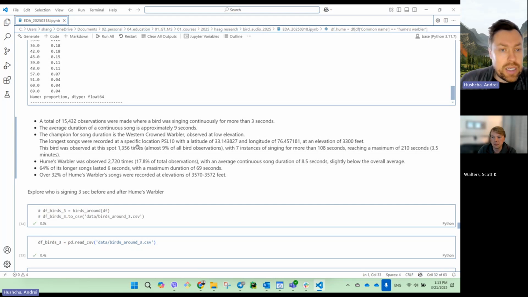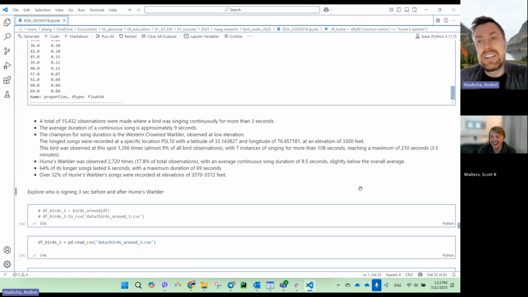Actually, it was quite an interesting fact that Western Crowned Warbler was the champion. Specifically at one place, called PSL 10, a low elevation, it sang almost 9% of all the birds' observations. Presumably it's one bird that loves to sing. The bird got 7 instances from 100 seconds to 210, so a few minutes, just nonstop. It is crazy. Can you imagine?